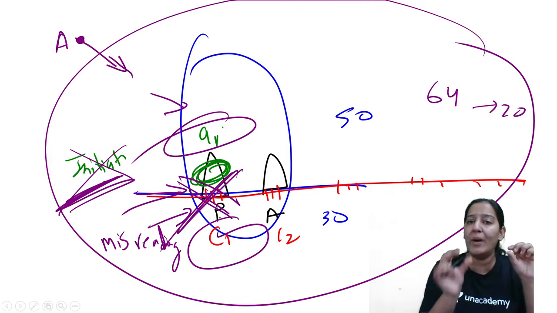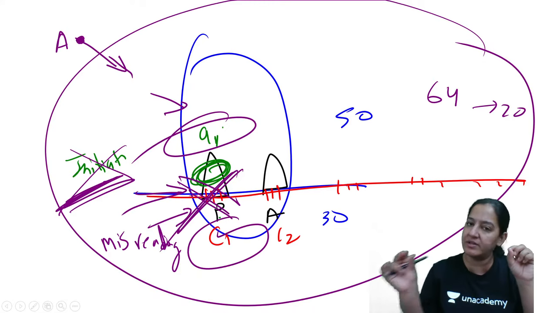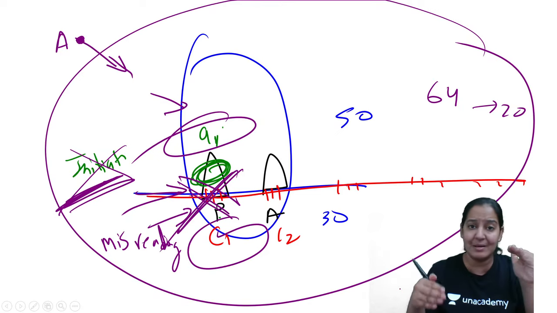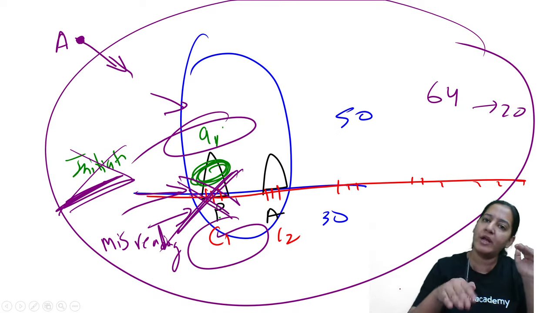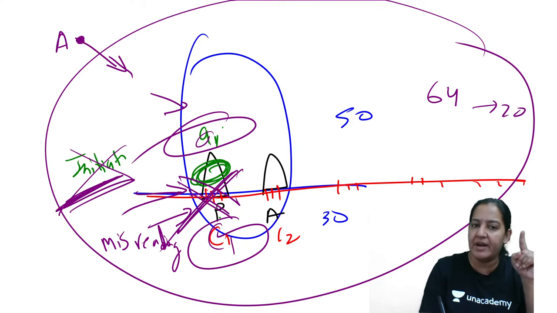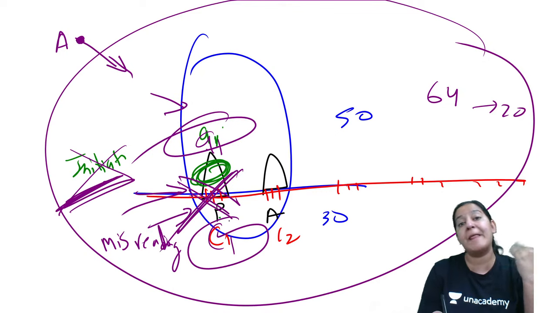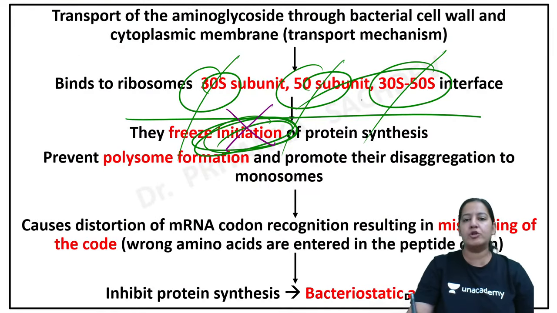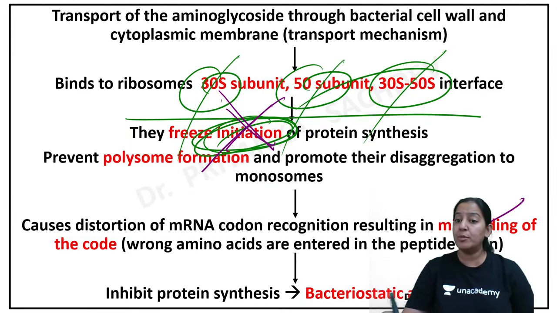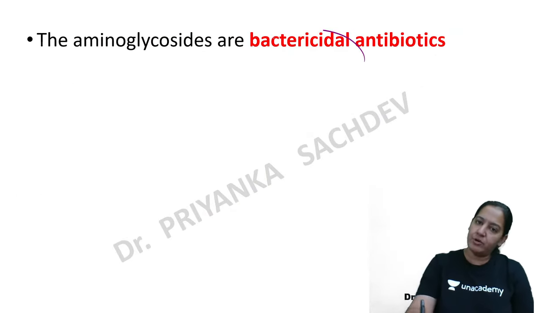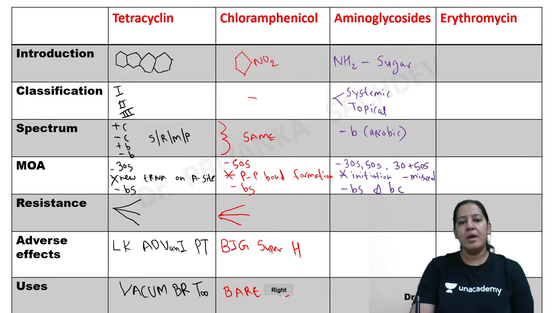Some, like UAG, code for this only. UUU codes for this only. AUG codes for this. So they are very specific. Misreading means one of the codons that normally codes for one amino acid is now coding for another. So C1 codes for A1 but instead of A1, A3 is coming. That is misreading. First, initiation will not happen, and if it happens by mistake, there will be misreading. So two things will take place: inhibition of initiation and misreading. And it is both bacteriostatic and bactericidal.